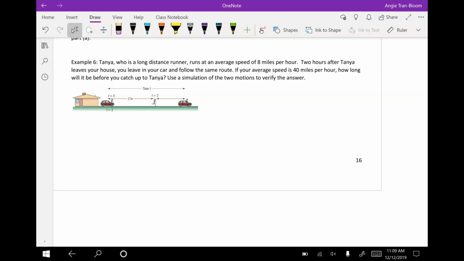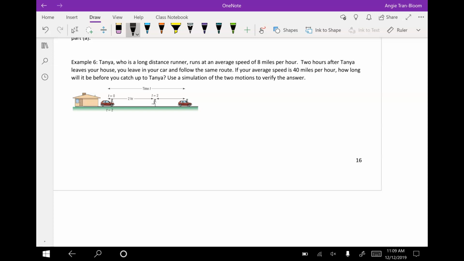Tanya, who is a long-distance runner, runs at an average speed of 8 miles per hour. 2 hours after Tanya leaves your house, you leave in your car and follow the same route. Your average speed is 40 miles per hour. How long will it be to catch up to Tanya?